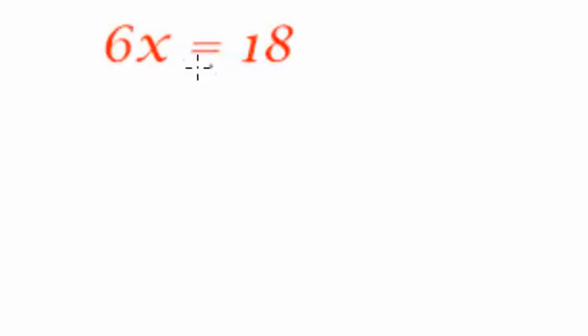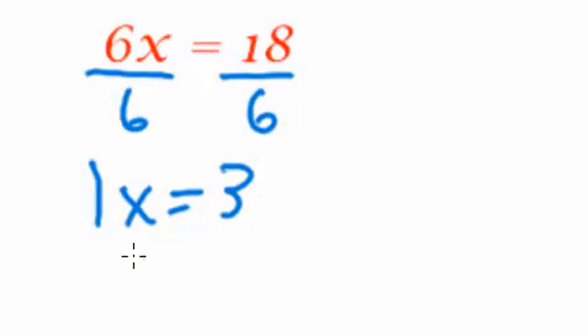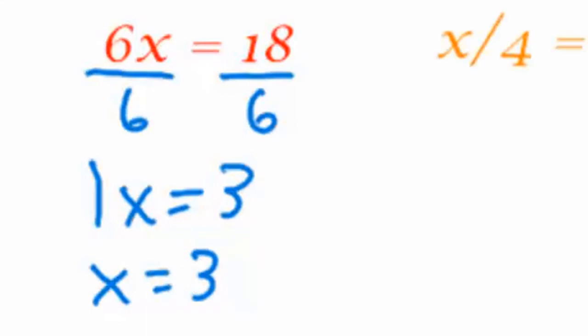Let's look at 6x equals 18. 6x is the same as saying 6 times x. So I can divide both sides by 6 as the inverse operation: 6x divided by 6 and 18 divided by 6. 6 divided by 6 will give me 1, so I'm left with 1x, and 18 divided by 6 will give me 3. I don't need to consider the 1, so x equals 3. Once I have that variable by itself, I've solved for it.